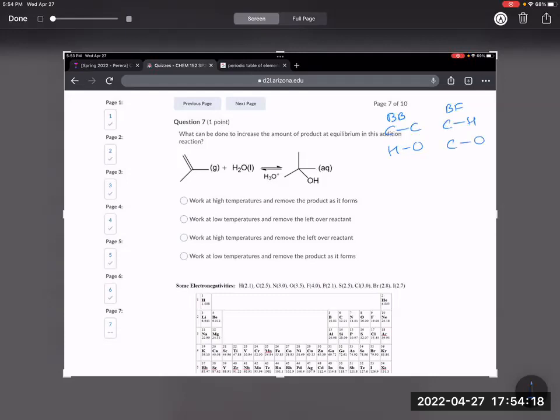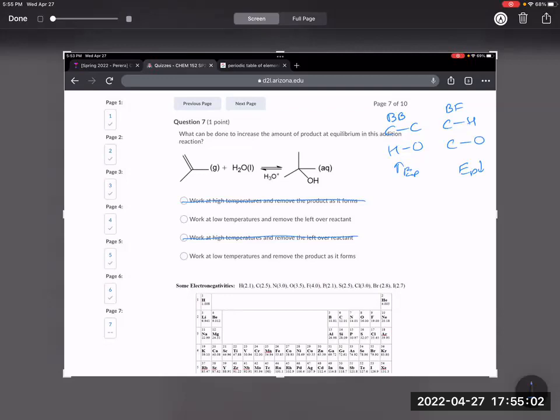Because we are forming two more polar bonds, we can assume that the product side has a lower potential energy than the reactant side. Therefore it's going to be overall exothermic. That means overall the products have a lower potential energy. And if you want to favor the products, which have a lower potential energy, then you need lower temperatures, because lower temperatures favor the state with lower potential energy. So therefore we can eliminate options A and C, because we are not going to increase the temperature, we're going to decrease the temperature.